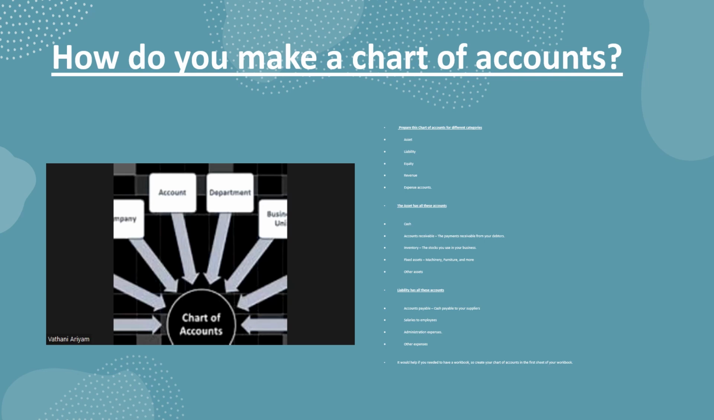The asset has all these accounts: cash, accounts receivable, the payment receivable from your customers, inventory, the stocks you use in your business, fixed assets, machinery, furniture, and more. Other assets. Liability also has these accounts: accounts payable, cash payable to your suppliers, salaries to employees, administration expenses, other expenses. You need to have a workbook to create your chart of accounts in the first sheet of your workbook. So I have given the example of the chart of accounts here.